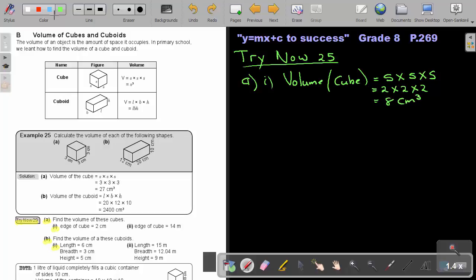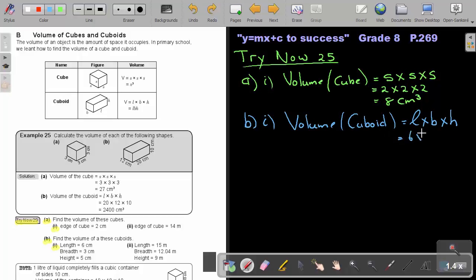And if I look at number B, that was A, so B, also the first one. Again, it's the volume. And now it's a cuboid. And that is length times breadth times height. And if I look at this, my length is 6, my breadth is 3, and my height is 5. And if I multiply all of that, I will get 90 cubic centimeters.